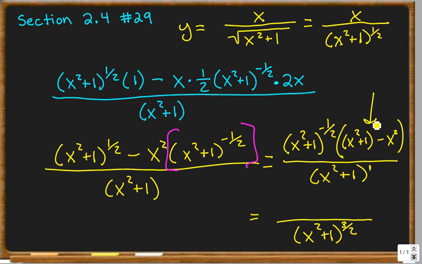And then this section over here is going to simplify to just a 1, because I have x squared plus 1 minus x squared. So I'm just left with 1. This would be an answer that you could use. This could also be the same as x squared plus 1 to the negative 3/2 if you didn't want to write it as a fraction. But this would work as your final answer.